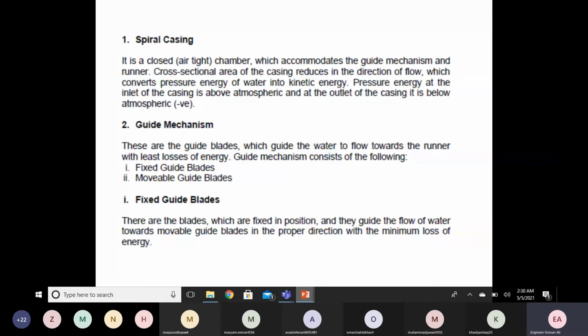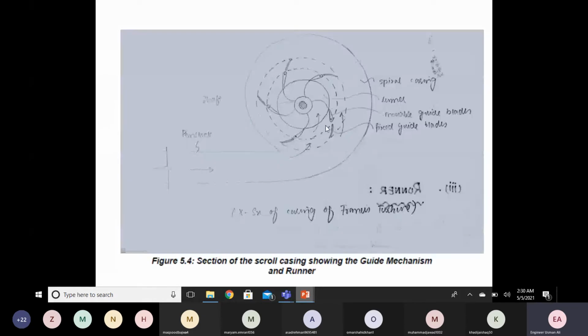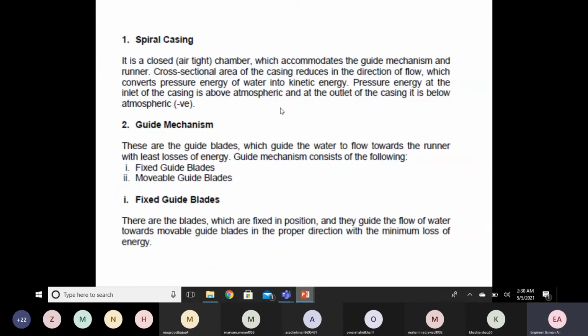Number one, spiral casing. As I mentioned, it is a closed airtight chamber which accommodates guide mechanism. तो इस केसिंग के अंदर अगर आप देखें तो गाइड मैकेनिज्म होता है, फिक्स ब्लेड्स, मूवेबल गाइड ब्लेड्स एंड द रनर. तीन चीजें इसमें के अंदर होती हैं. फिक्स ब्लेड्स एंड द मूवेबल गाइड ब्लेड्स, they are called as a guide mechanism. So casing accommodates the guide mechanism and runner.